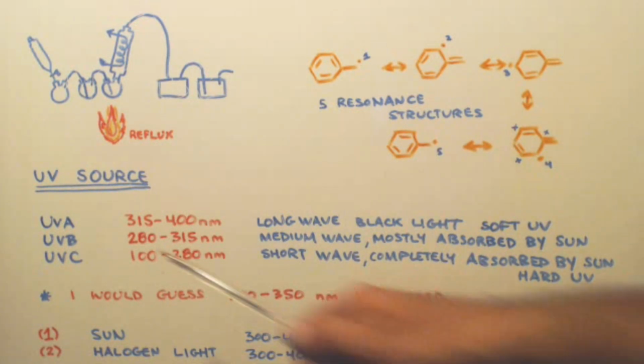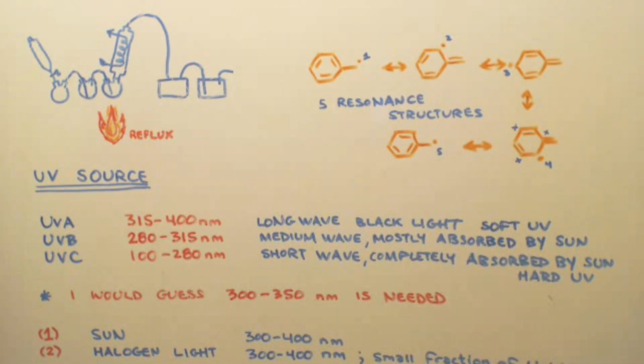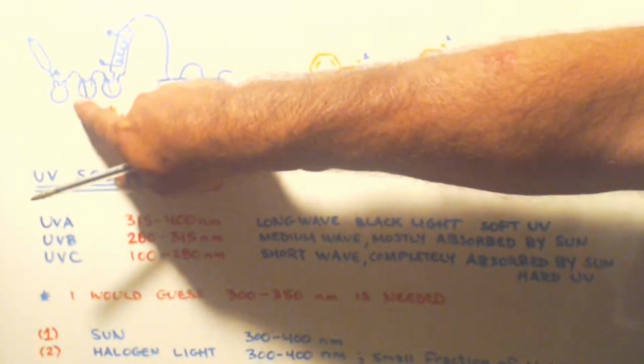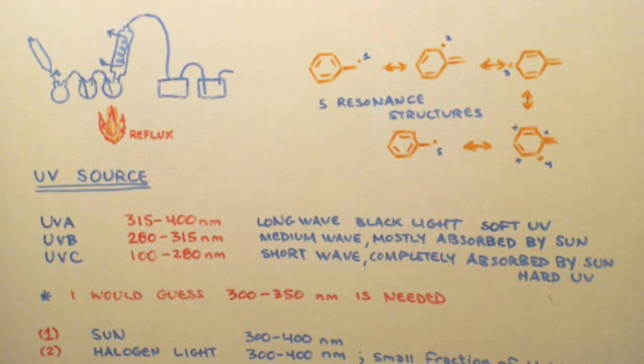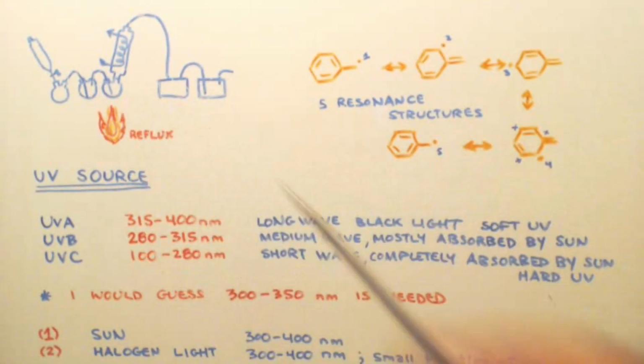Okay. B, this is the medium wavelength, mostly is absorbed by the ozone. Only a little bit of that comes through. And the short wave is completely absorbed by the ozone. It's called hard UV. So my whole point is this: you can use the sun to do this reaction. Just get some mirrors and direct the sun into where the hose is coming out, where the chlorine comes out right here. You know what I mean? And then you'll make your free radicals. You know what I mean?